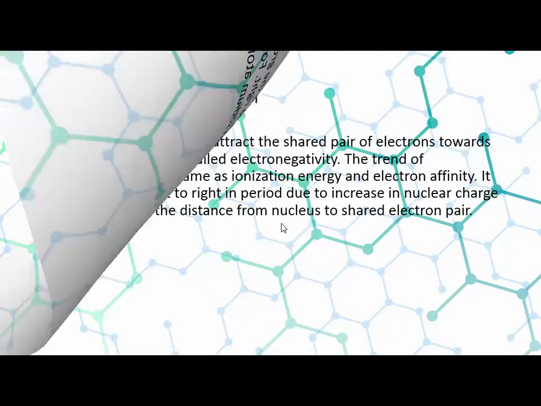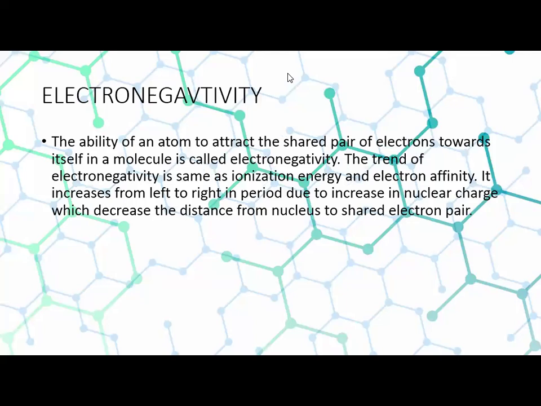Now the last property that we are going to deal with in this topic is electronegativity. What is basically electronegativity? Electronegativity is the ability of an atom to attract the shared pair of electrons towards itself in a molecule.